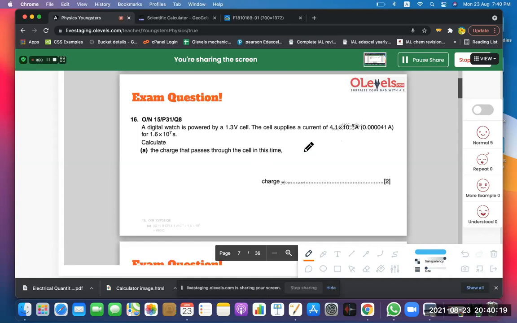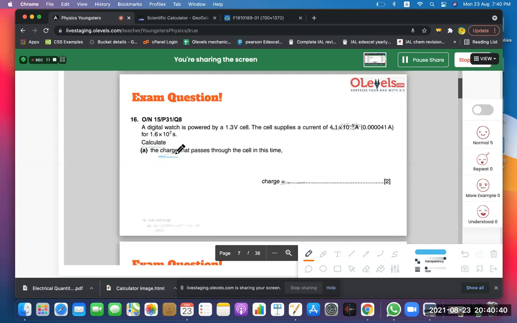So I'm going to tell you one exam technique. You should first read this part. Instead of reading the whole scenario, you should first read the final question first. So it's telling you have to calculate the charge.